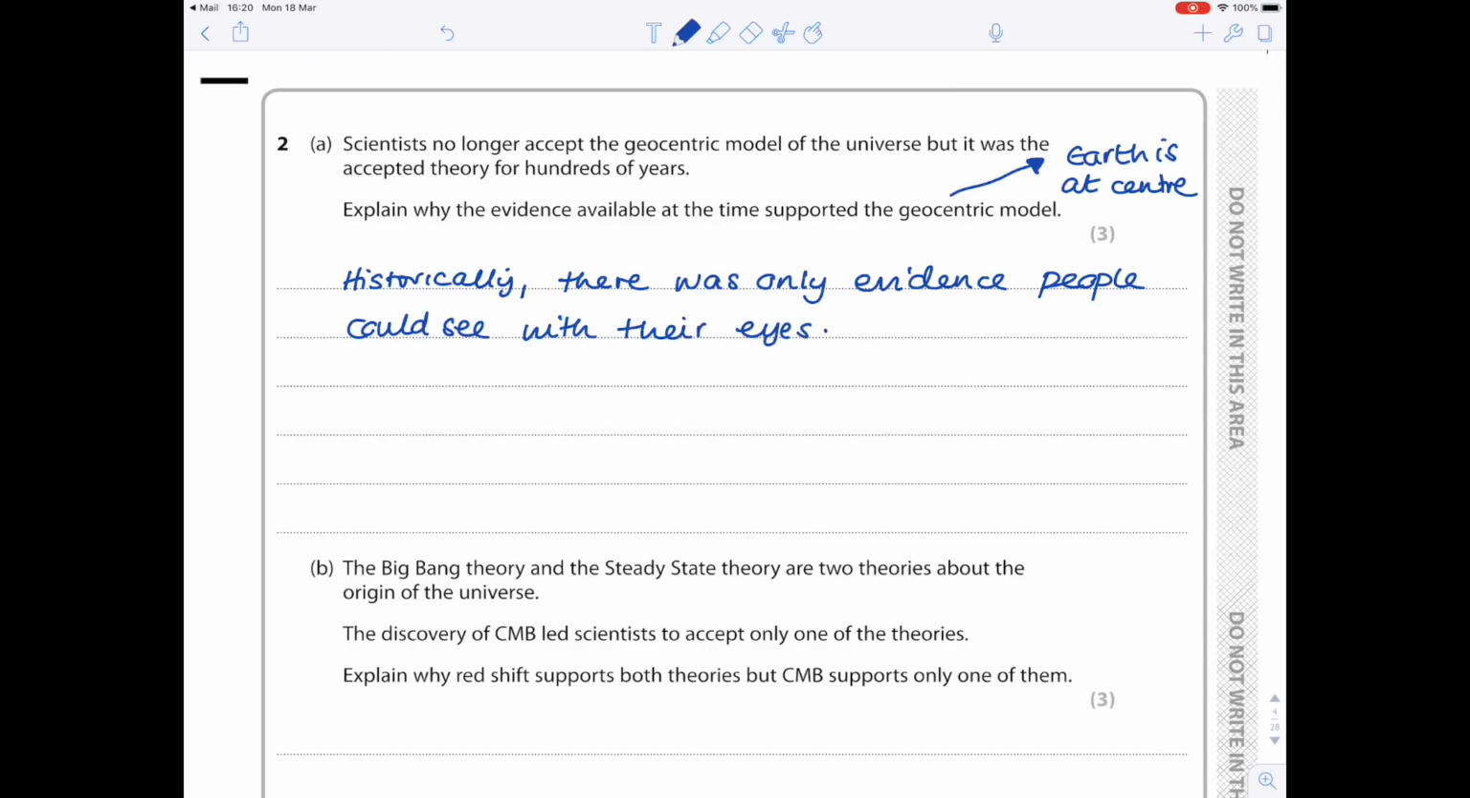And what was this evidence they could see with their eyes? Well, it showed to them that the sun and the moons appeared to move across the sky in the same direction. And due to that, people thought that them sitting on the Earth meant that they were in the middle of the solar system and that the sun and the moons were just zipping past.